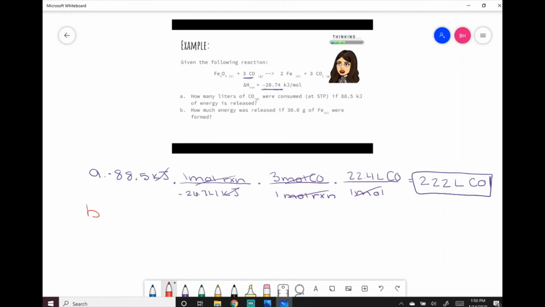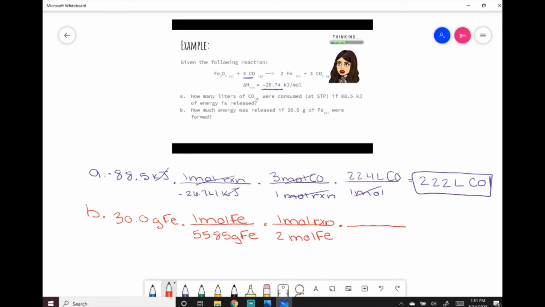Let's go ahead and look at B. We're going to do something similar, but we want to know how much energy is released if 30 grams of iron were formed. So we know that this much energy will be released if 2 moles of it were formed, but how much with 30 grams? So starting off with 30 grams of iron, we need to convert this into moles. And we can do that using our molar mass, so 55.85 grams of iron over 1 mole of iron. And there are going to be 2 moles of iron for every 1 mole of this reaction.